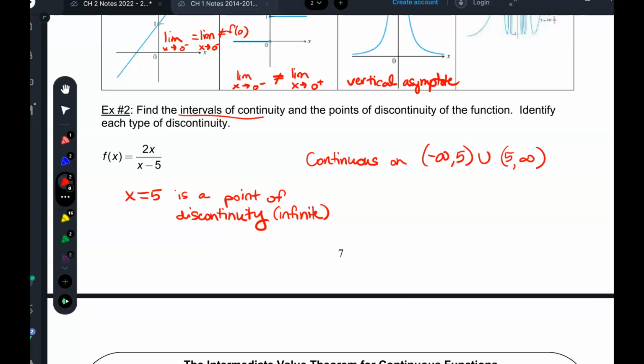Questions on that? Would it be like numbers in between? Oh wait, never mind. If you had multiple vertical asymptotes, or let's say you had a removable discontinuity where something cancels and you have a vertical asymptote, you can have infinitely many points of discontinuity. I wouldn't give you more than 2 to 3.